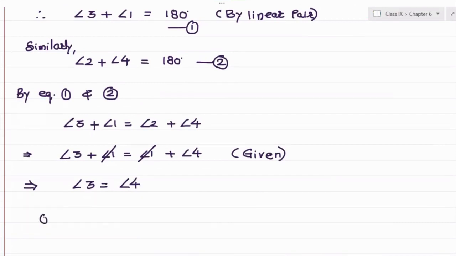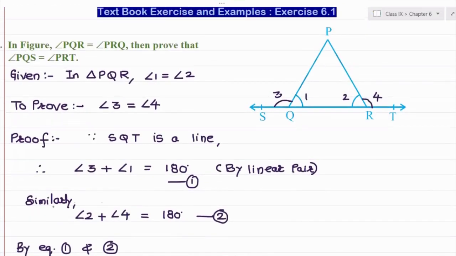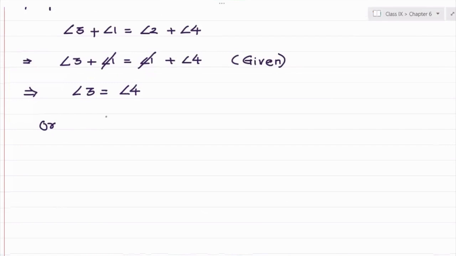If you want to write it in proper names, one angle is angle PQS and the other is PRT. So we can say that angle PQS is equal to angle PRT. Okay, this was required to be proved. So at last we can write, hence proved. So this was the third question of your textbook. Now let us see the fourth question.